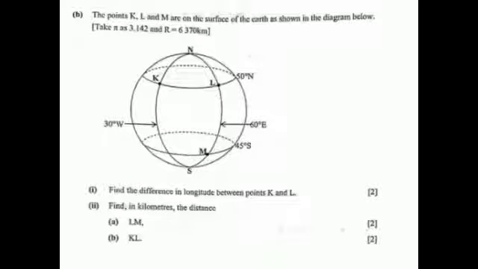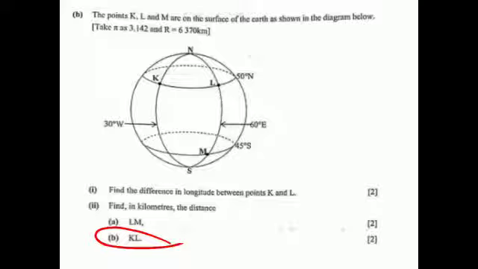Now let's look at the next question. Our last example is asking us to find the distance between K and L, because the first two parts, we solved them in the previous video. So we are only looking at 2B, KL. Find in kilometers the distance KL. K is there, L is there. They are lying on the same latitude, and the latitude is 50 degrees north.